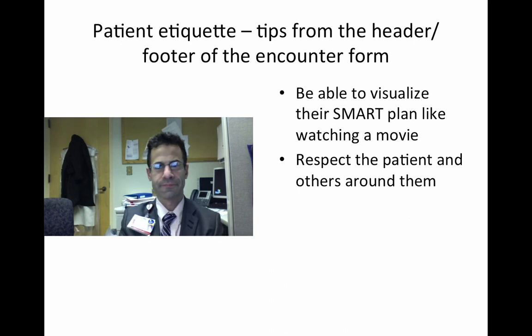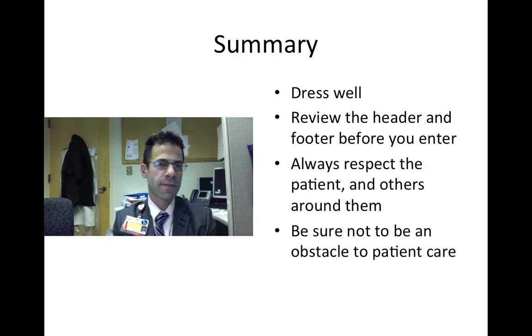So in summary, you should dress well to show your respect to the patient. You should review the header and footer sections before you enter the room. Always respect the patient and the environment around them, and be sure not to be an obstacle to patient care.